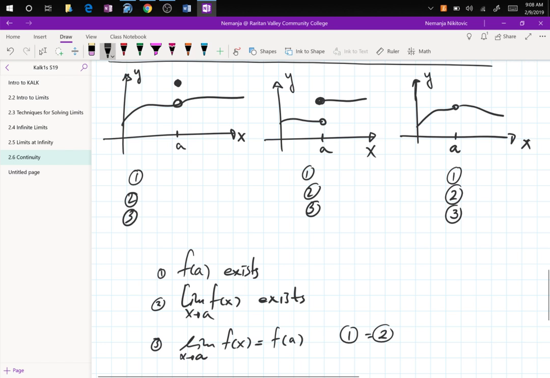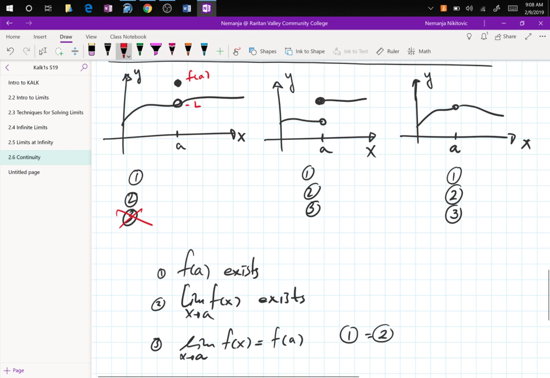So, which one fails in each of the cases? For the first graph, which one fails? Do we have f of A? What is that black dot? That's your f of A. So it exists. Do we have a limit? Yeah. Left and right reaches the same L. Great. Are those the same values on Y? So 3 is what dies in that case. So it passes the first two, and the third one doesn't match.